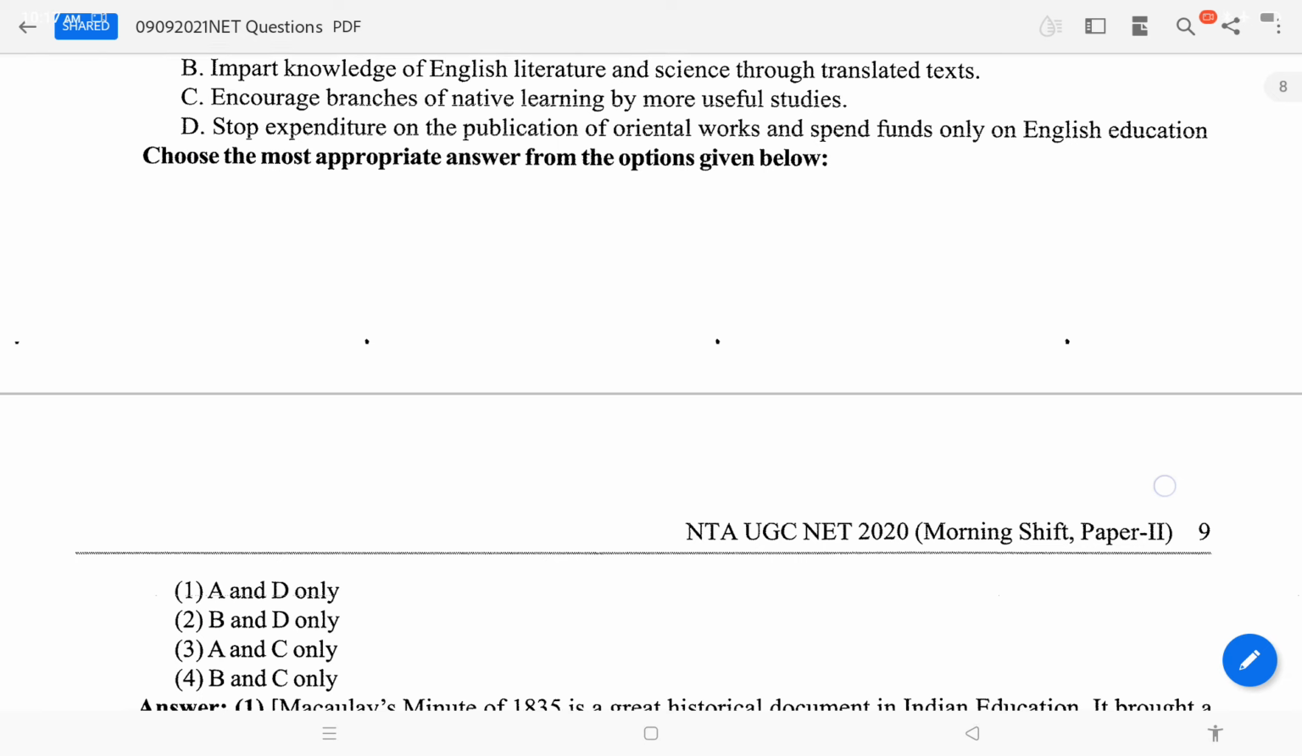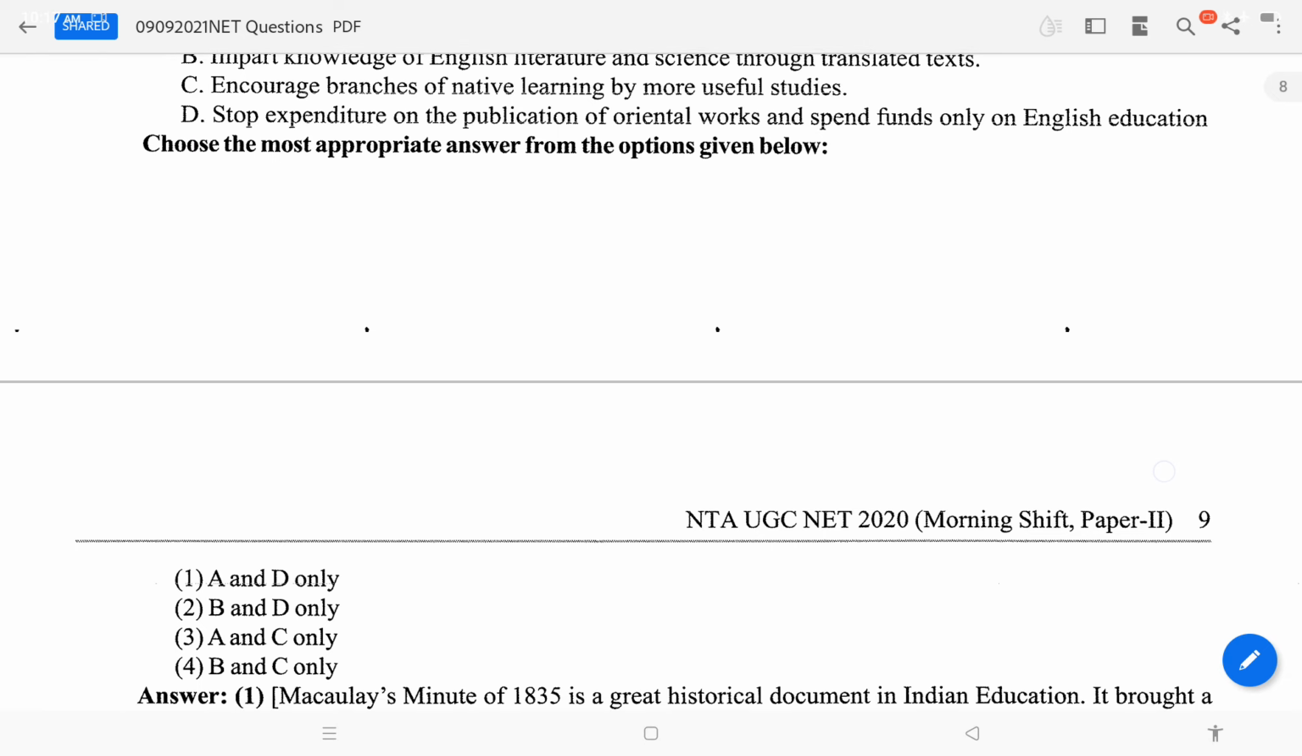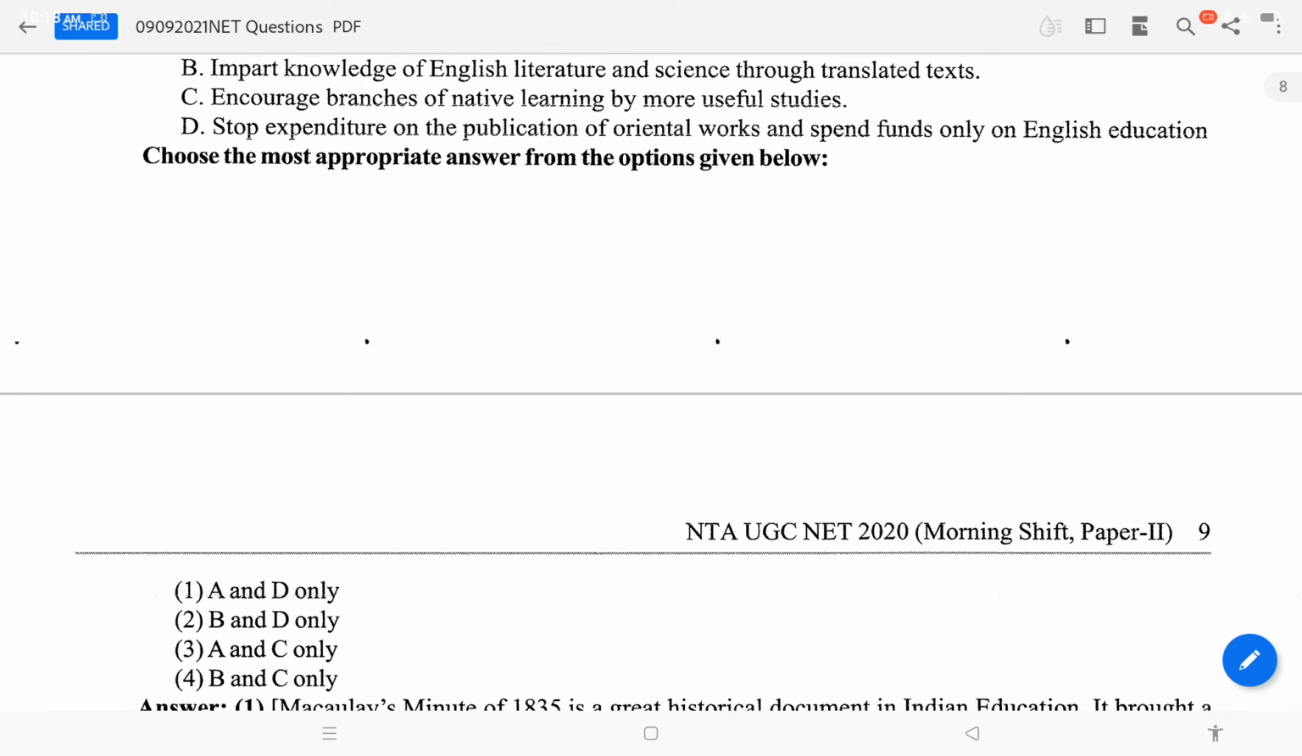And then he stopped expenditure on the publication of Oriental works, so that Indian natives could not buy Oriental books. Then he spent funds only on English education, so that natives did not get any choice, but had to buy English books, English works, right?